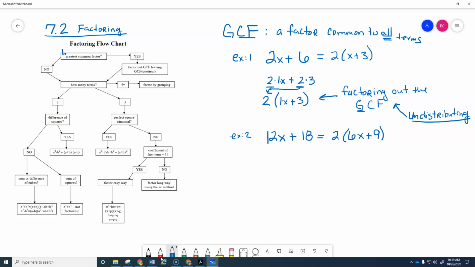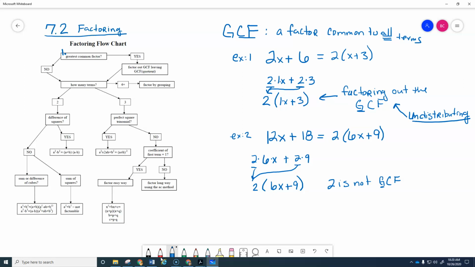Okay, so if you can say 2 times 6 times x plus 2 times 9. Okay, these are the factors of this example right here, and then the 2 is what I have in common. So I'm going to undistribute the 2, and what was left was a 6 times x, and what else was left? That was a 9. So I undistributed that 2. Now, the 2 is a common factor. 2 is not the GCF here because it was not the greatest common factor.